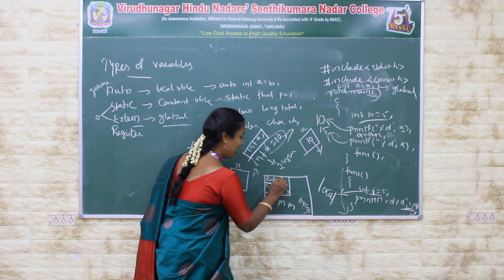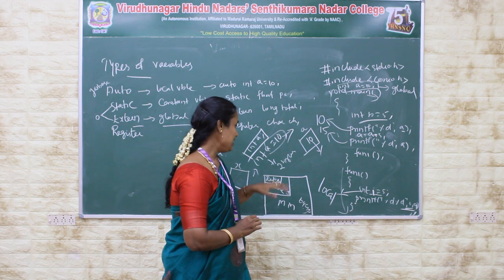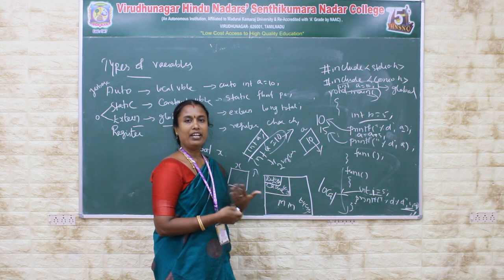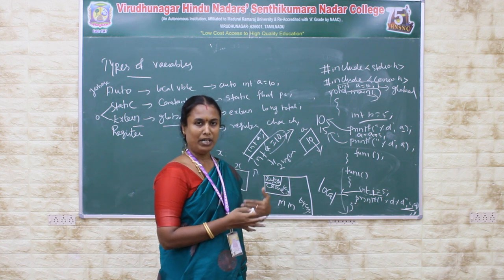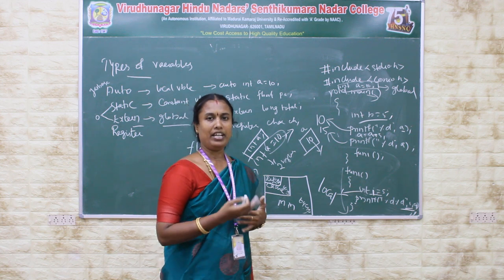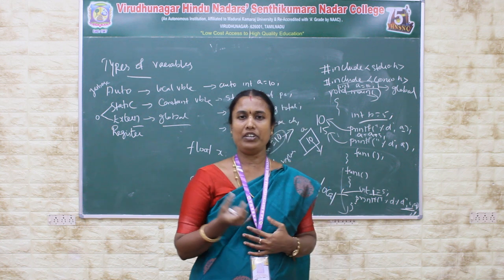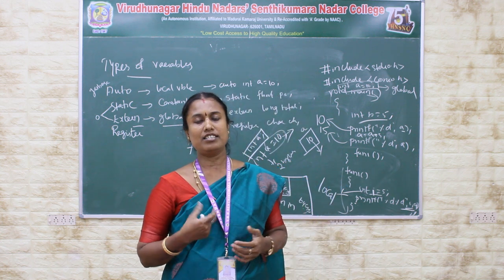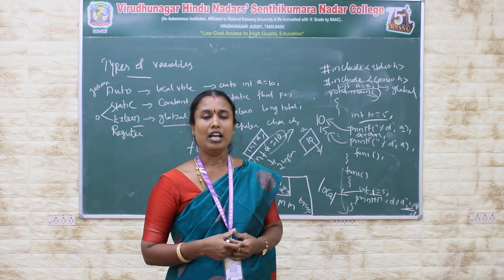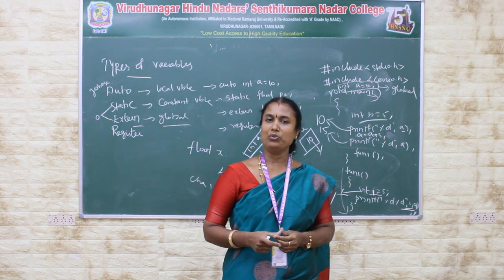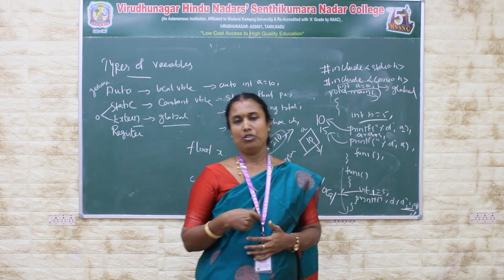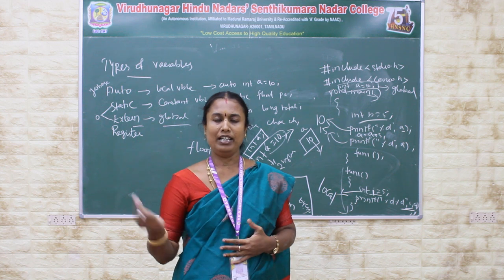In register, there is only 1 GB. So in the register, searching is very fast, because the storage space is minimum. Because of that, we are unable to use many register variables. Register can be used for special purposes only, and it provides fast access. But normally when programming, we are not using register. We only go for local, global and static.